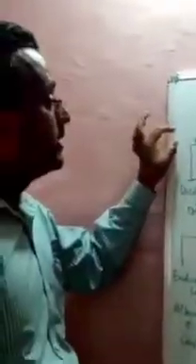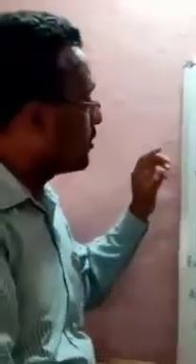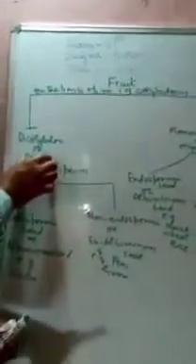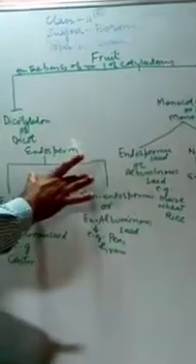So we have different types of seeds. The first is on the basis of the number of cotyledons. How many cotyledons are present? If there are two cotyledons, it is called a dicot seed. If the number of cotyledons is one, it is called a monocot seed. Now, on the presence or absence of the endosperm, we have two types of seeds: endospermic seed or albuminous seed, for example castor.